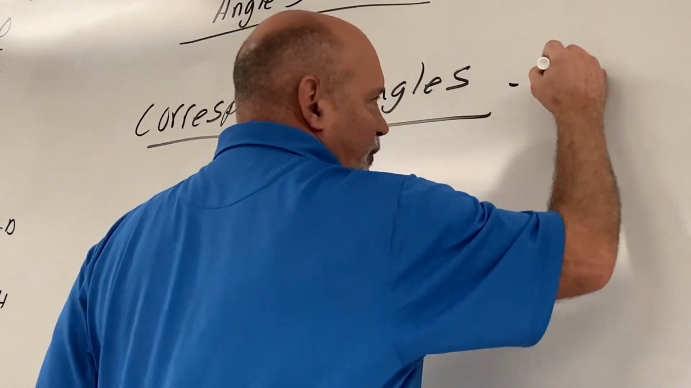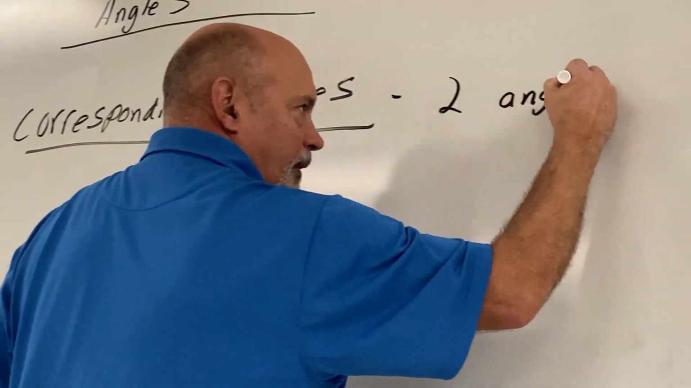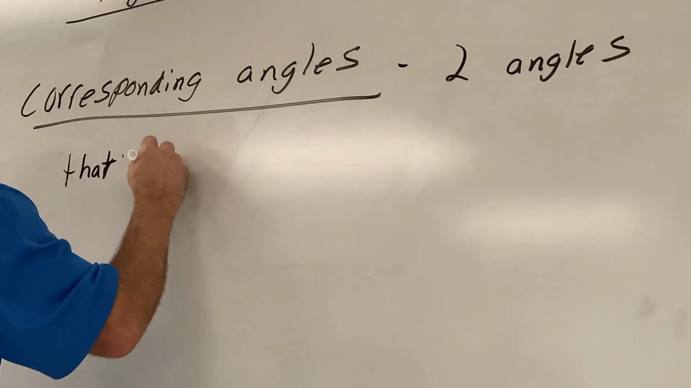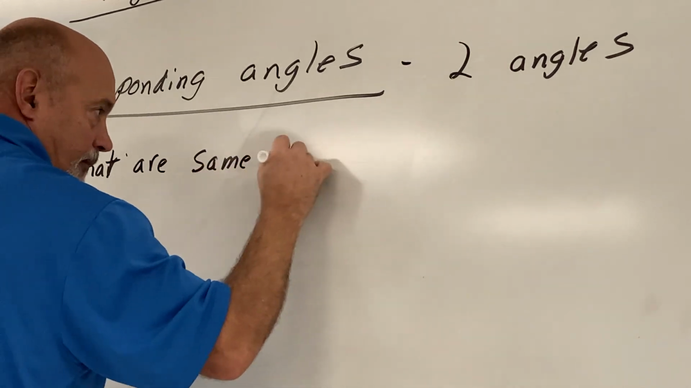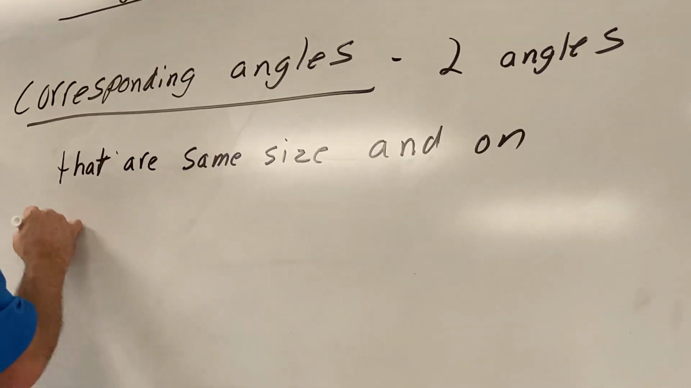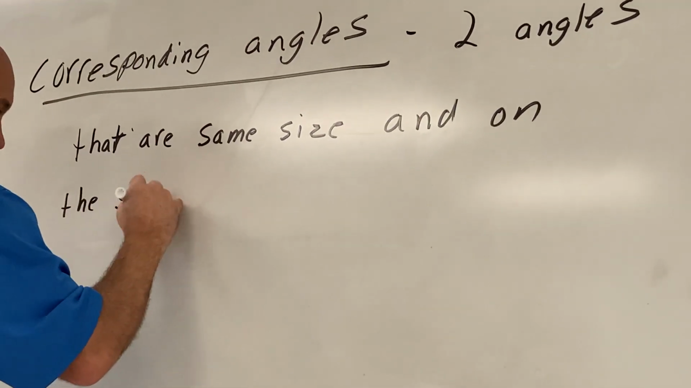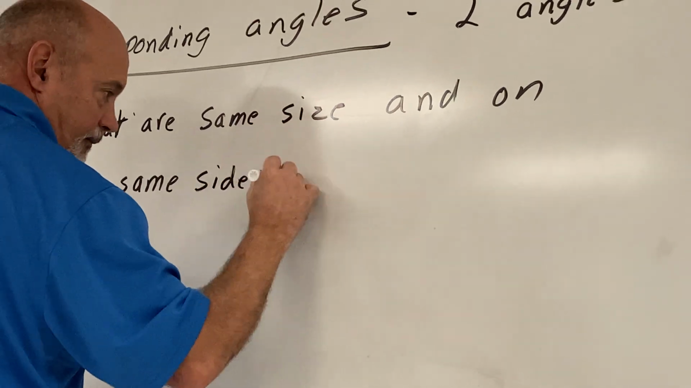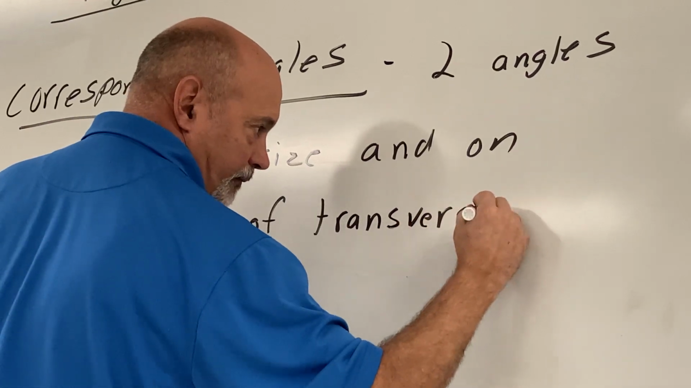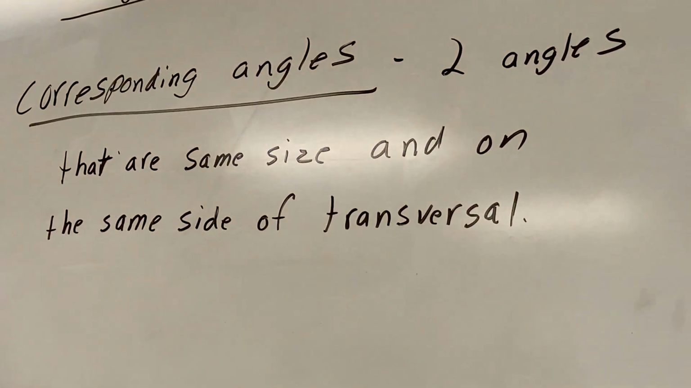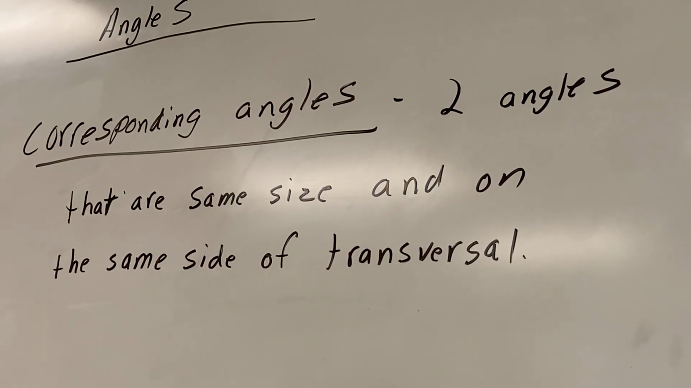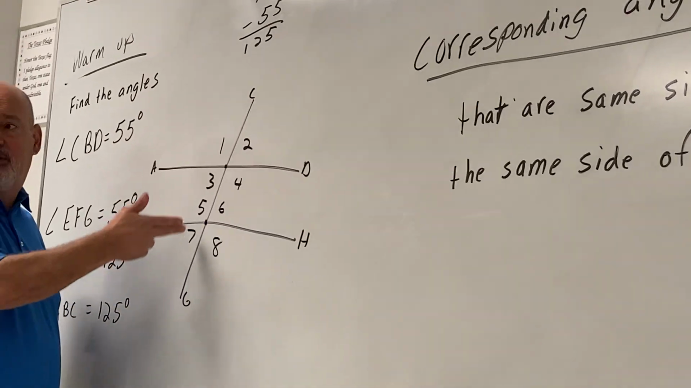Corresponding angles are two angles that are the same size and they're on the same side of the transversal. So it's two angles. They've got to be the same size and they've got to be on the same side of the transversal. Isn't C the transversal?